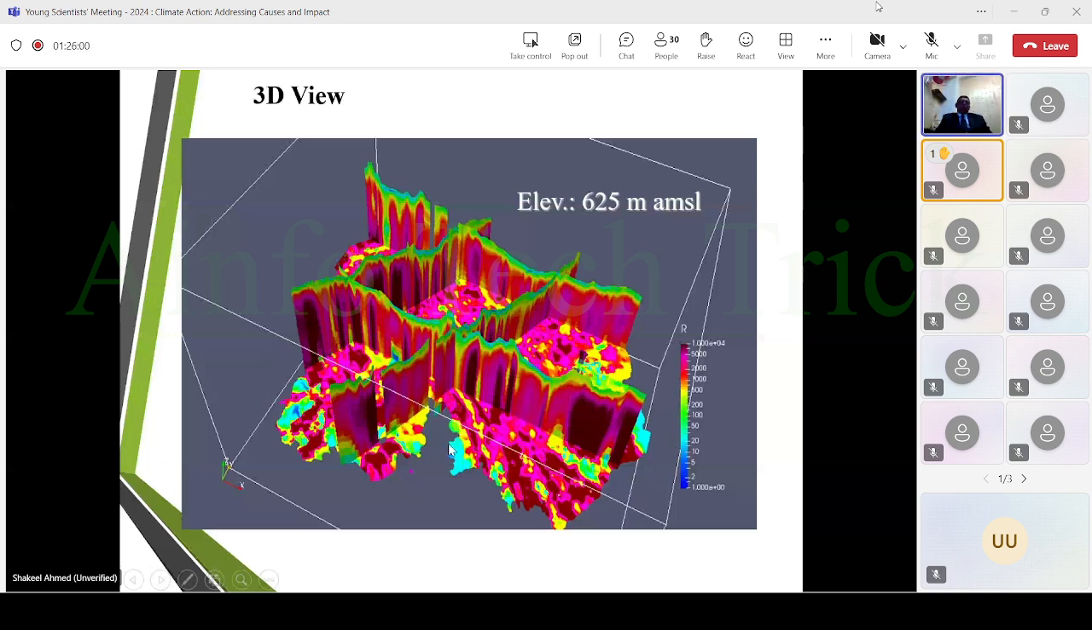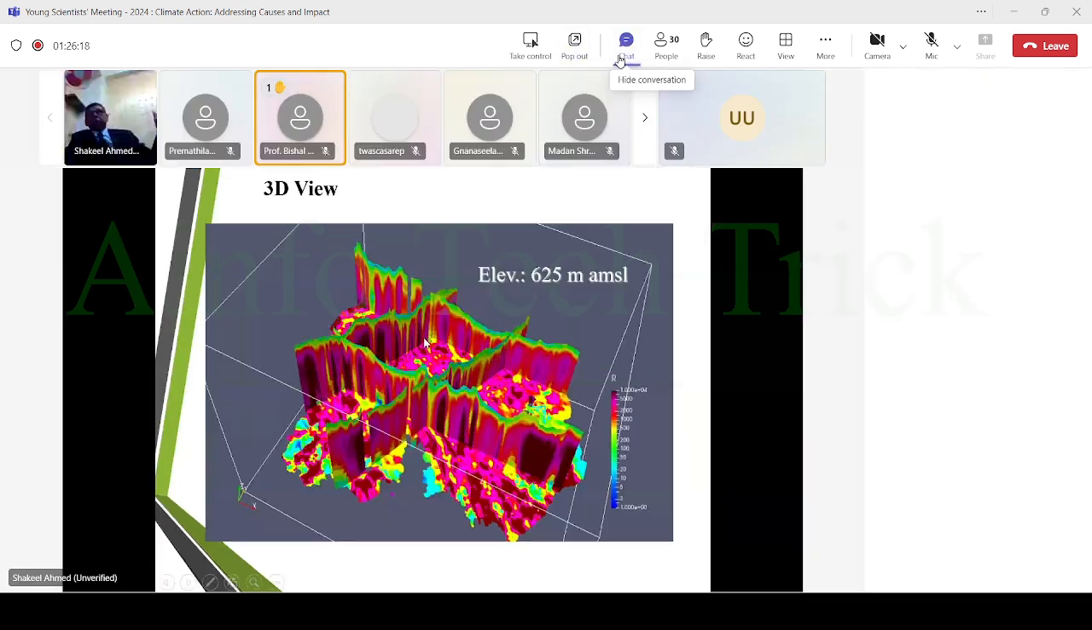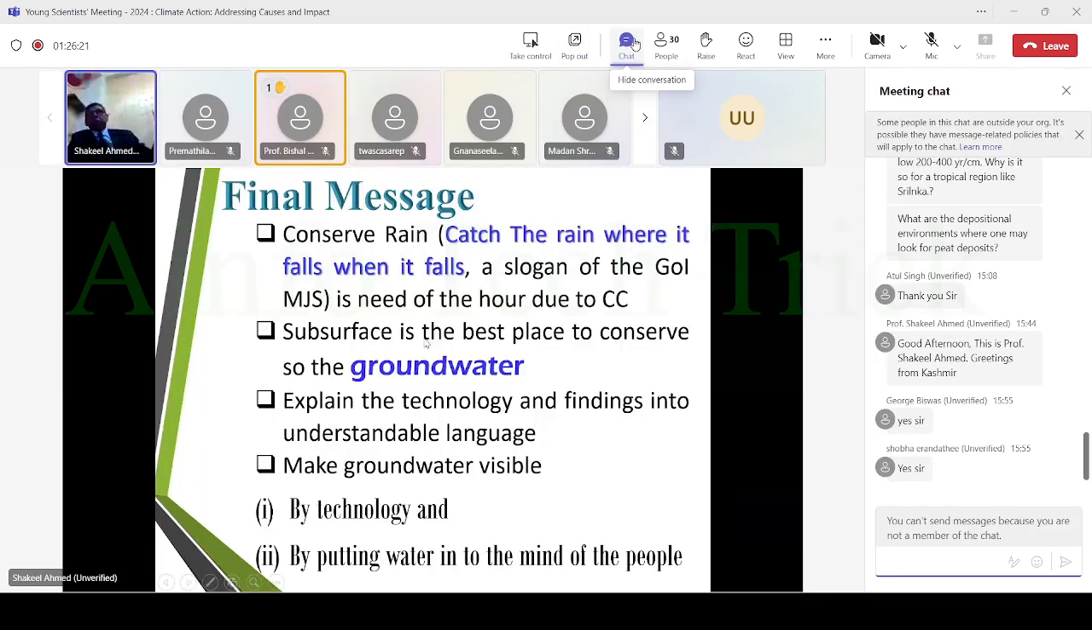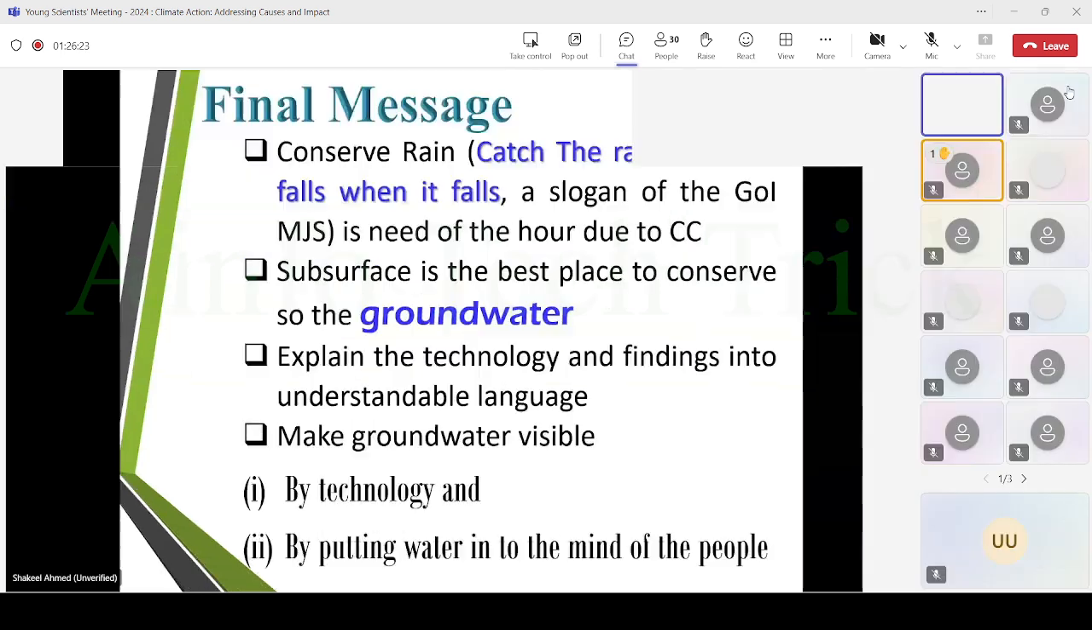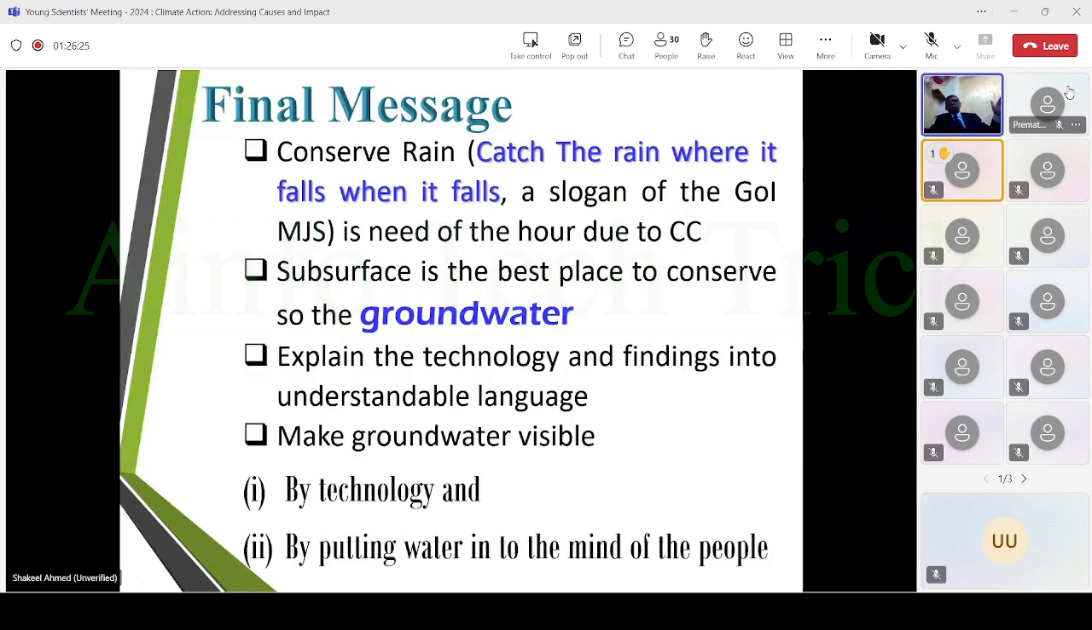But a lot of water is still at a depth of, say, more than 100 meters, because I started from 770 and now we are at 625, so around 150 meters deep right now. And I'm finding some water over here, some water over here, some water over here, like that. Okay. So I'm now coming to the end of my lecture, with a final message.